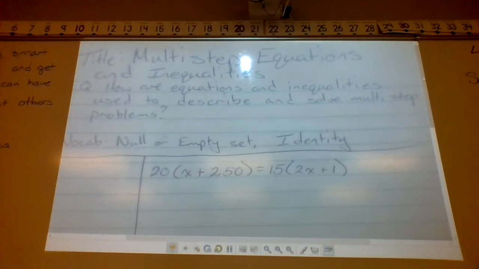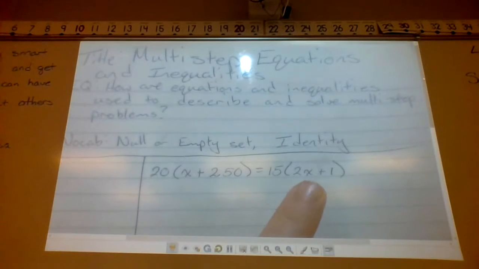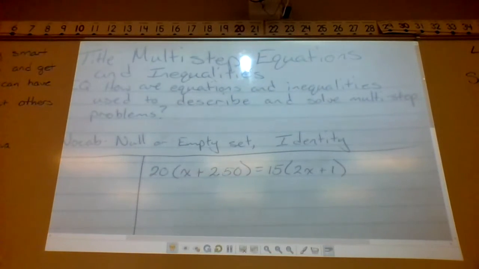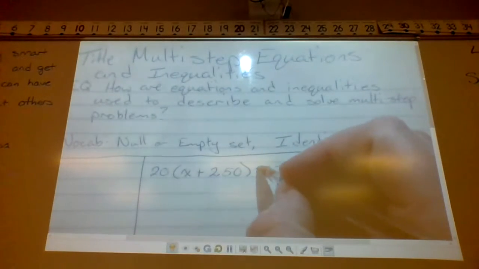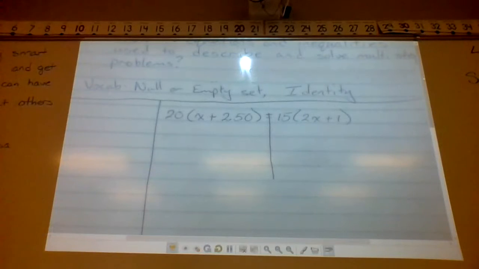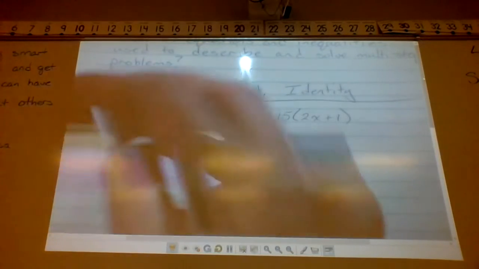What would you divide by? It's going to be the distribute. The reason being is because if we divide by 20, this ends up as a fraction and kind of gets confusing. If we divide by 15, same thing over here. So let's go ahead and we're going to distribute. So we draw the river. What is 20 times x? 20x.